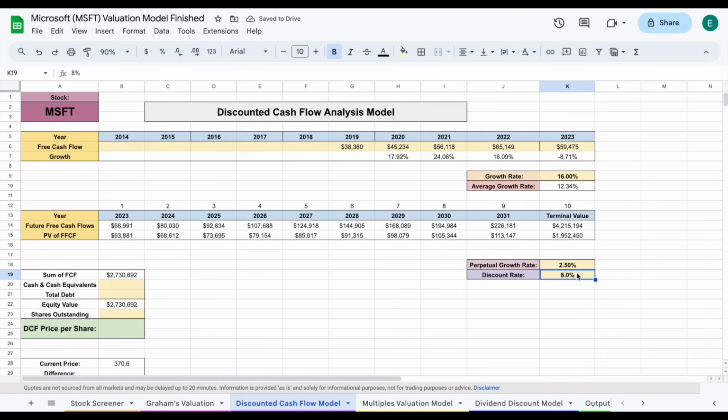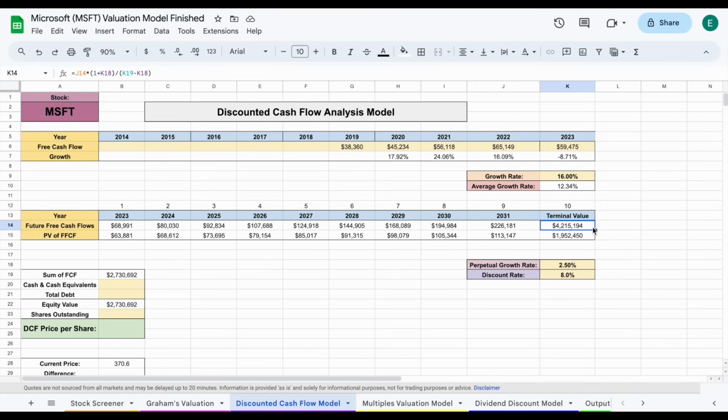Now that we've plugged in these numbers, you can see we have our terminal value automatically plugged in, and you can see the formula for it right here. Basically, it's taking into account our most recent year of free cash flow, and it's also taking into account our perpetual growth rate and discount rate. So if you're trying to build this out, go ahead and pause the video and copy this formula right here to get the terminal value.